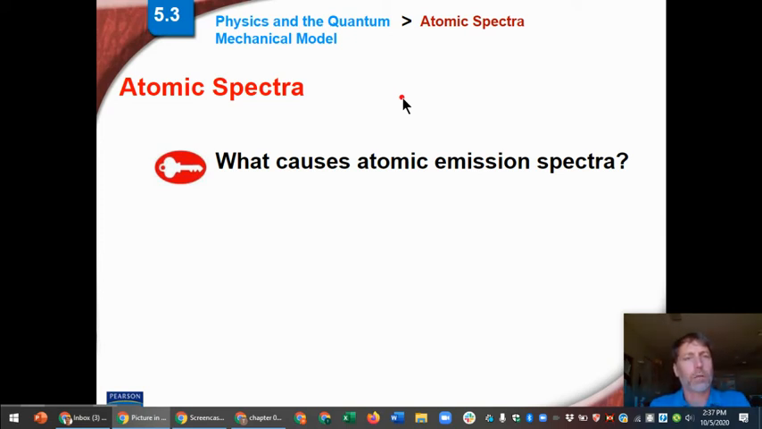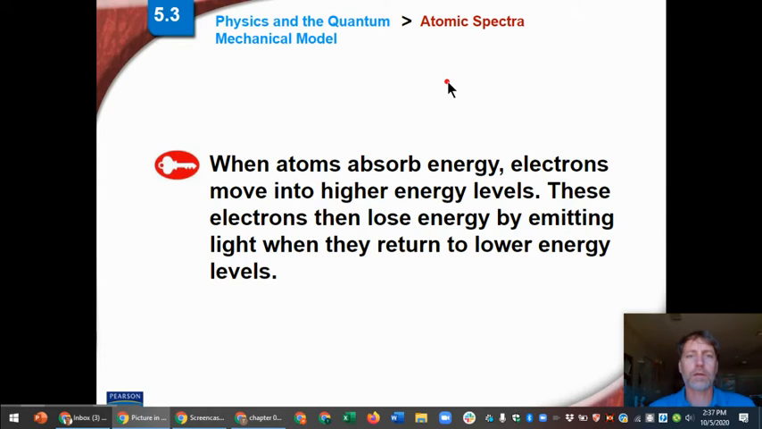Now we're going to talk about, we've talked about wavelength spectra. Now we're going to talk about atomic spectra. And this is where we've gone from physics, and we're going to bring it more specifically into the physical chemistry of this chapter. So what causes atomic emission spectra? When atoms absorb energy, electrons move to higher energy levels.